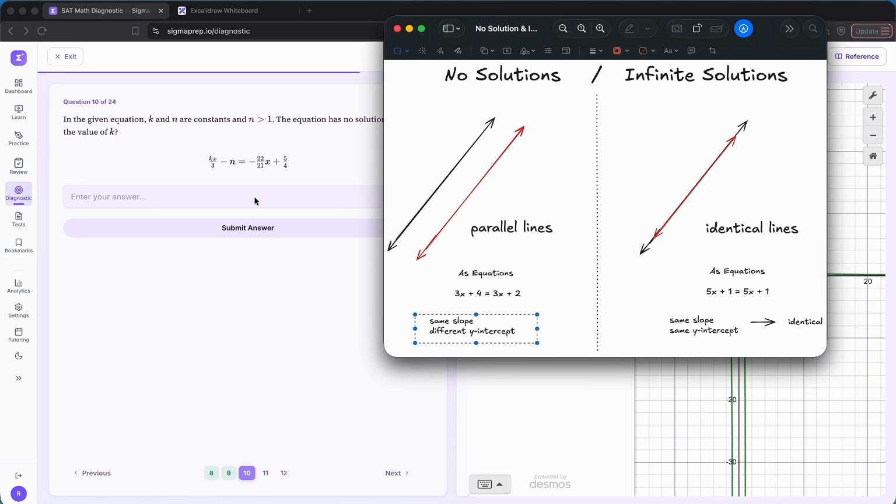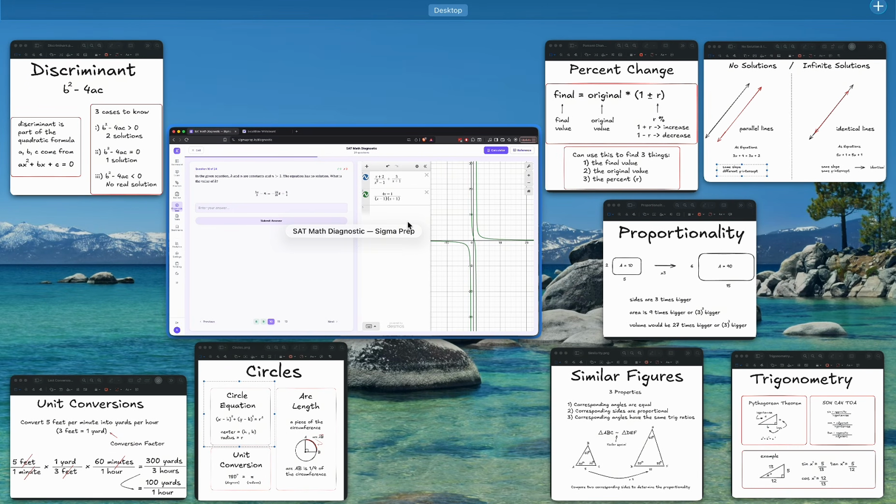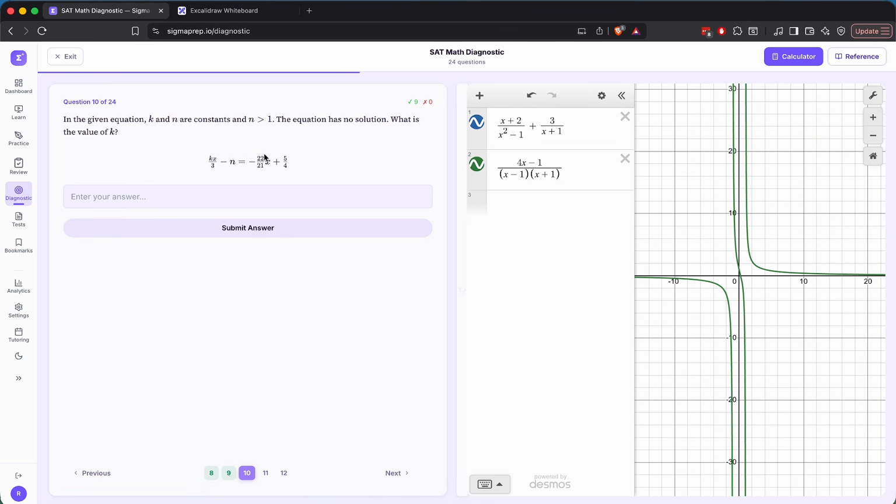Here, Desmos isn't going to help you. Unlike the one we did before with a slider, this one you can't do with a slider. It tends to be a pretty weird number. So you still have to know this situation, where no solutions for lines means they're parallel. It just means they're going to have the same slope. That's all you care about.